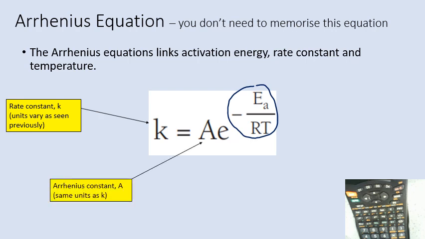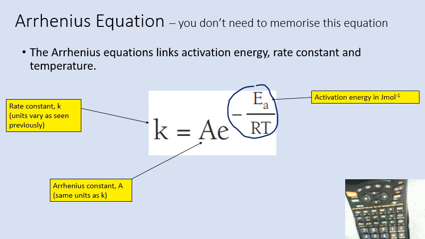And this A is a new constant. It's the Arrhenius constant. It will have the same units as k. So again, the units for this can vary. And again, this is specific to the reaction. So the Arrhenius constant is different for different mechanisms, for different reactions. And it has the same units as the rate constant.